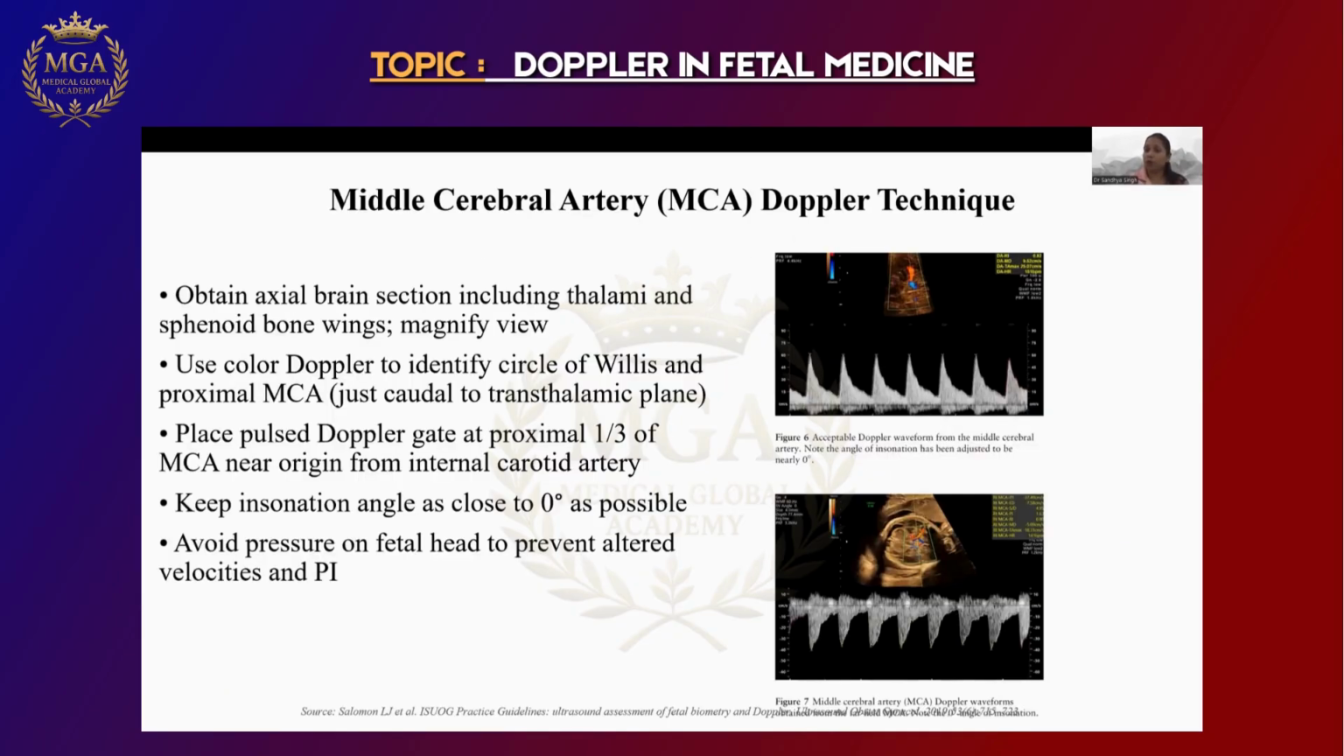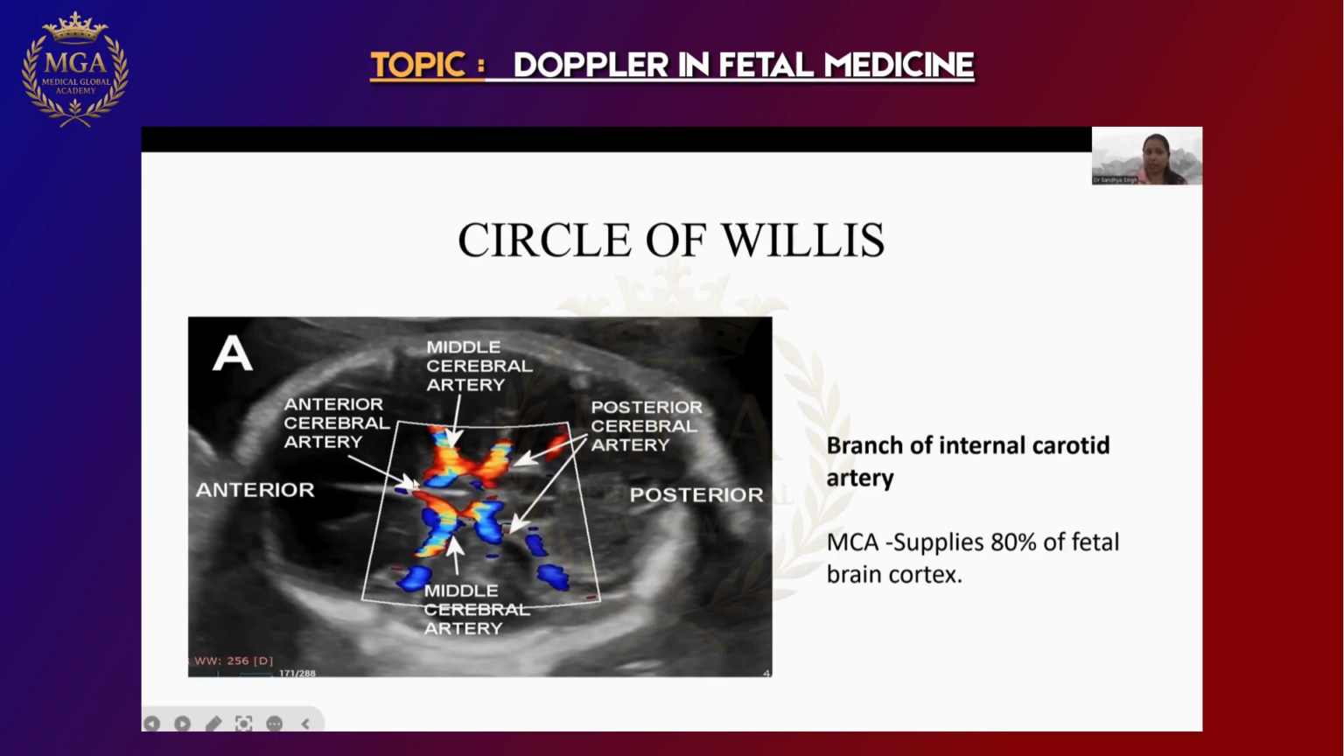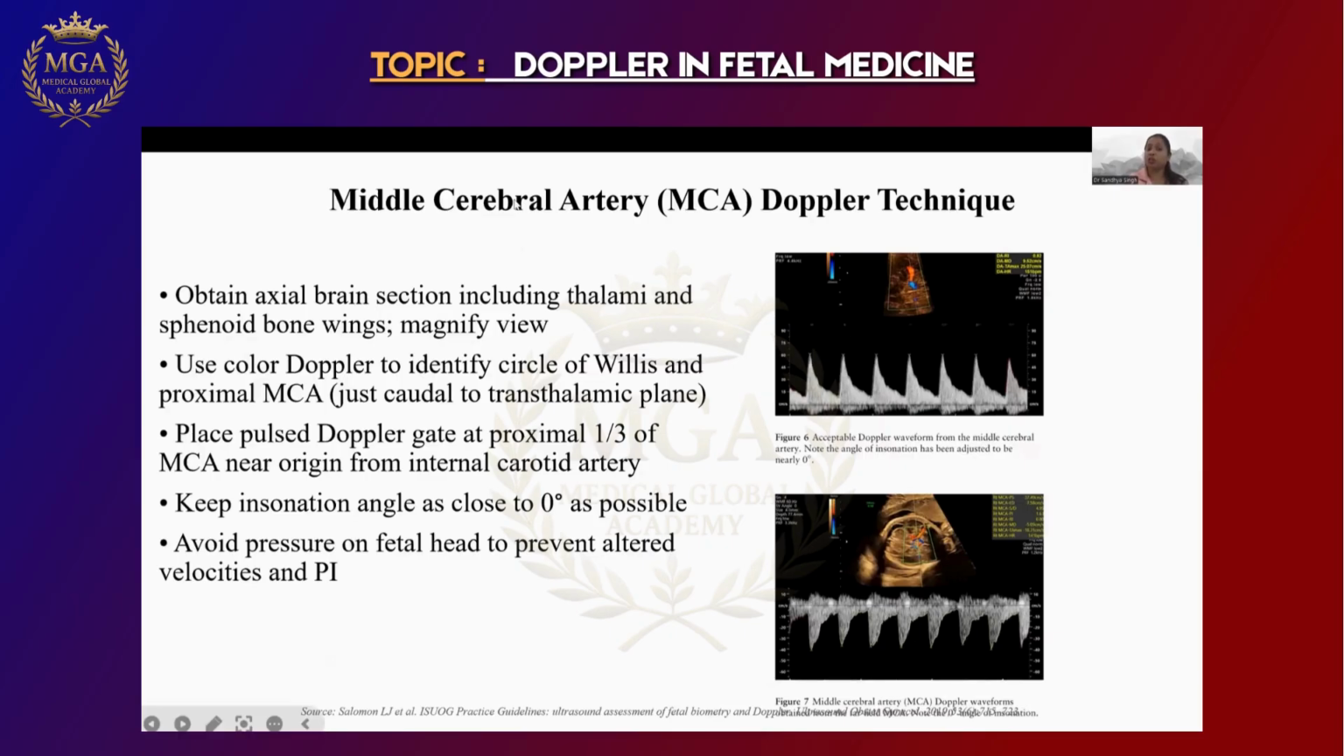So how do we do it? Take an axial section of the brain like this. Just go below where you see the CSP, just go one level below. You will see the circle of Willis, put on the color box. The vessel which you see going along the sphenoid bone is the middle cerebral. You have two options. This is near field, this is far field. You can choose either. You can put the gate here also, that doesn't make a difference. But the vessel which travels along the sphenoid bone, that you have to choose, that is the middle cerebral artery.